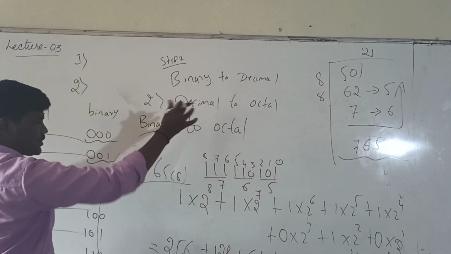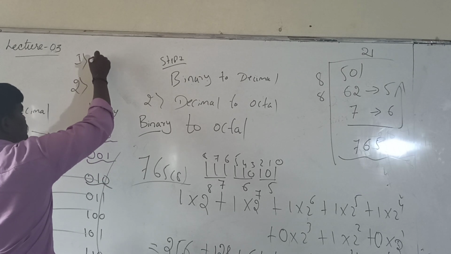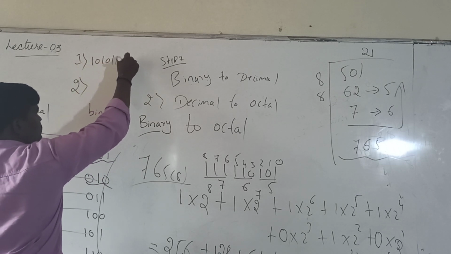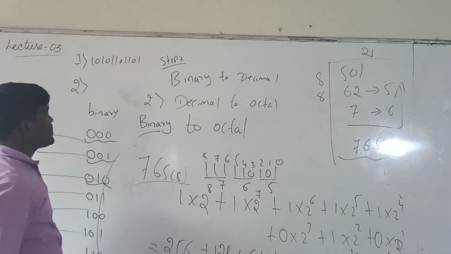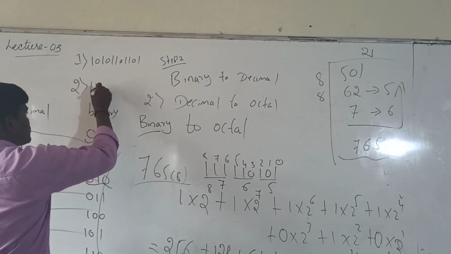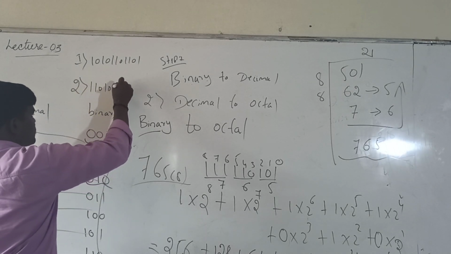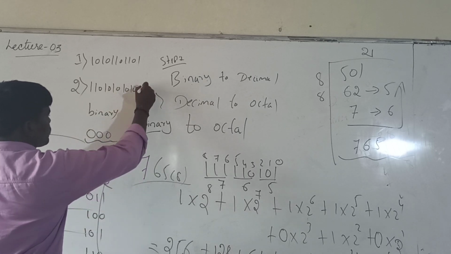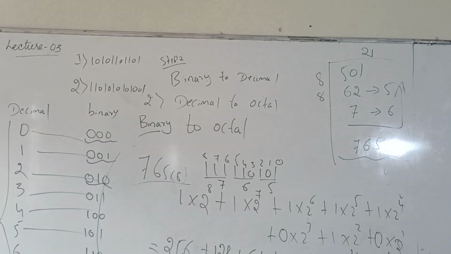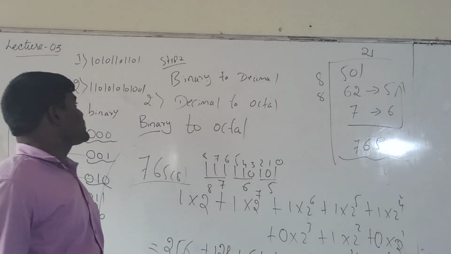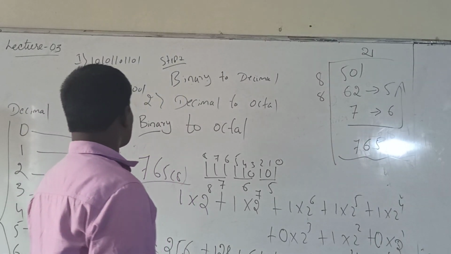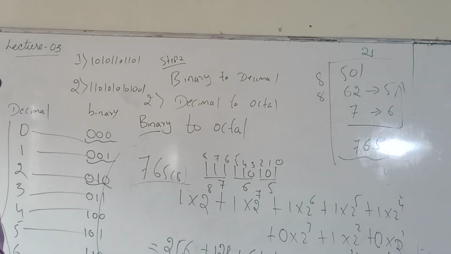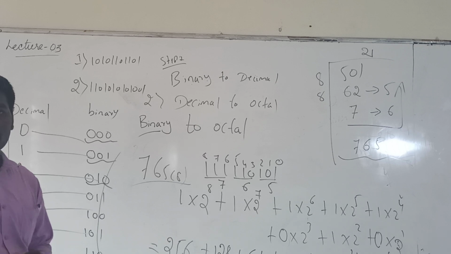Conversion from binary to octal. This is the first example: 1 0 1 0 1 1 0 1 1 0 1. The second example is 1 1 0 1 0 1 0 1 0 1 0 0 1. First one is 1 0 1 0 1 1 0 1 1 0 1. Second one is 1 1 0 1 0 1 0 1 0 1 0 0 1.